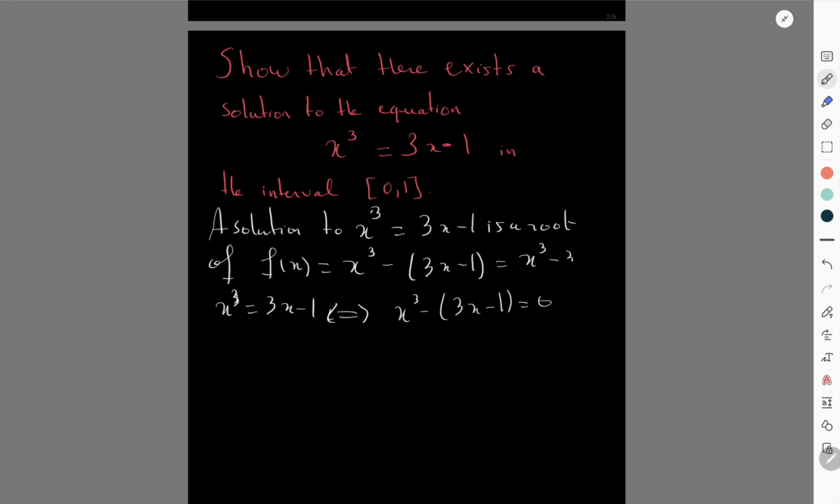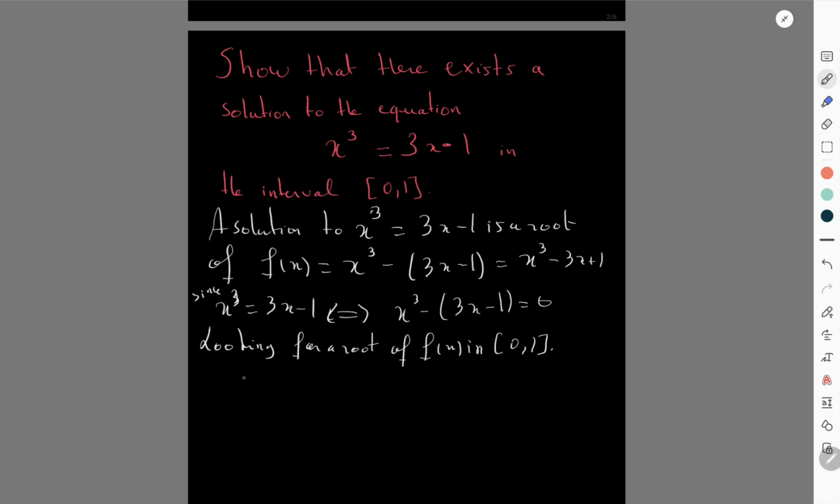And here it's just x cubed minus 3x plus 1. So really, I'm looking to check whether f of x has a root in the interval 0, 1. So looking for a root of f of x in 0, 1. And a root is a value of x at which the function assumes the value 0. So really I'm looking for the solutions of f of x is equal to 0.